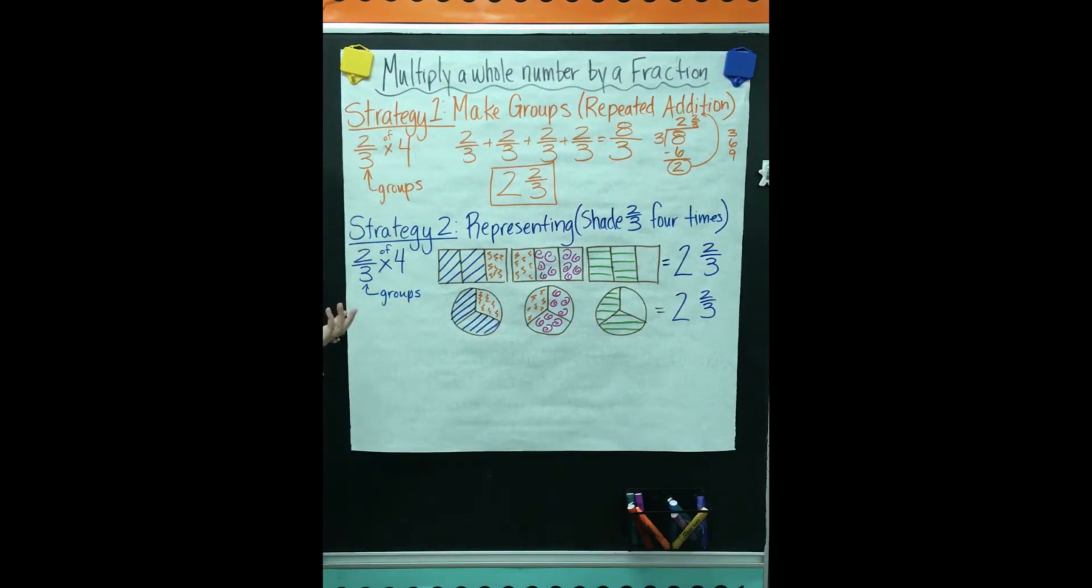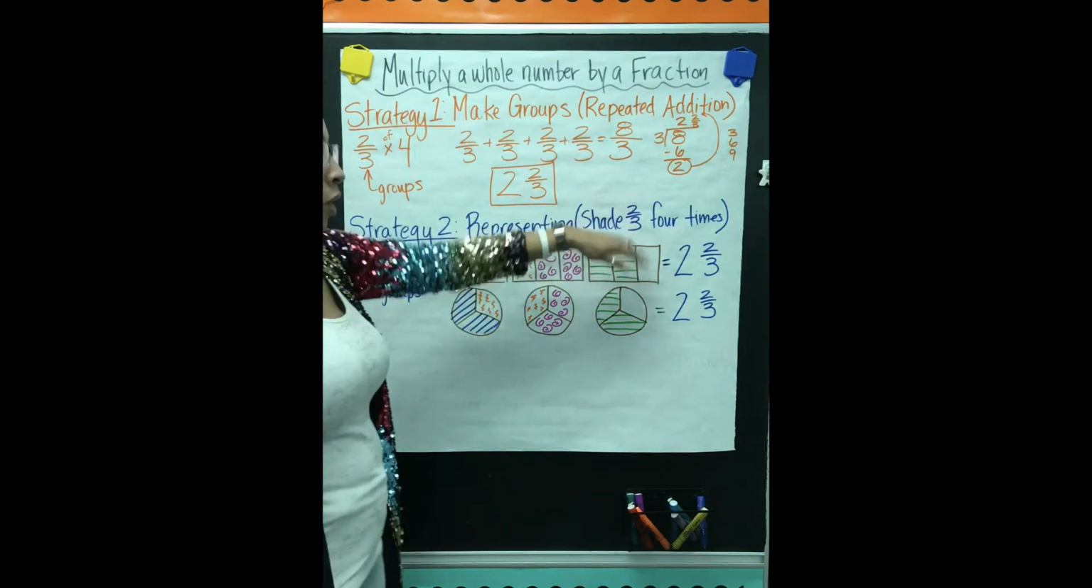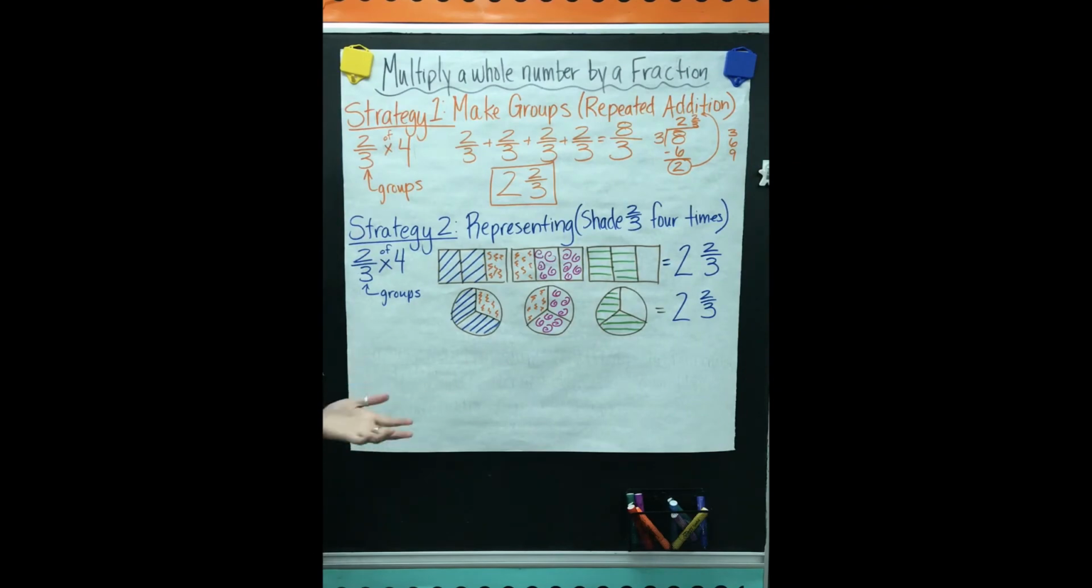Both of these strategies seem really good. Like, yeah, I totally know how to do repeated addition. That would be something that I can do. Or I can do this modeling. But I want you to think, what if our whole number was like 125? Do you really want to write 2/3 125 times and add it up? Do you really want to model 2/3 125 times? No. Both of these work, but there's something that we could do that might be a lot quicker, because I definitely don't want to stand here and add up 2/3 125 times. So that's going to be our next strategy.